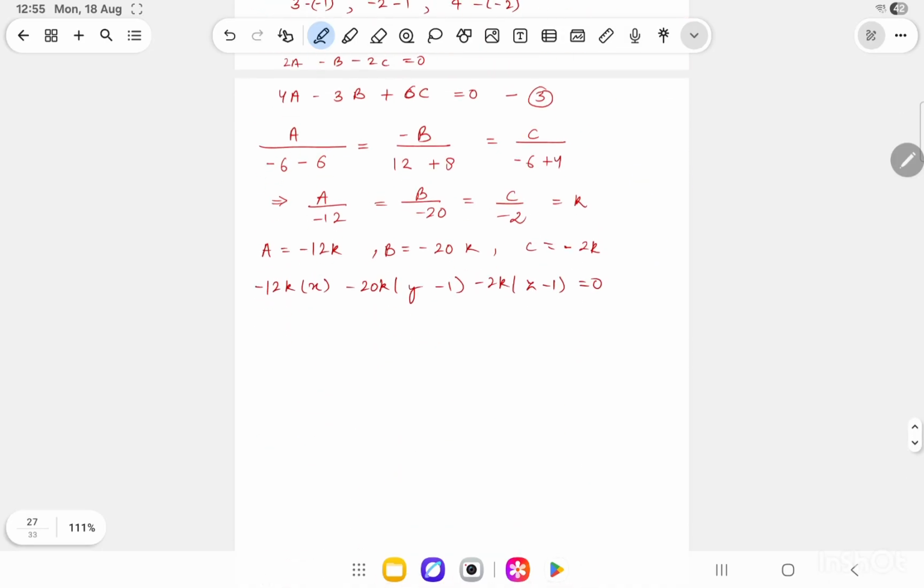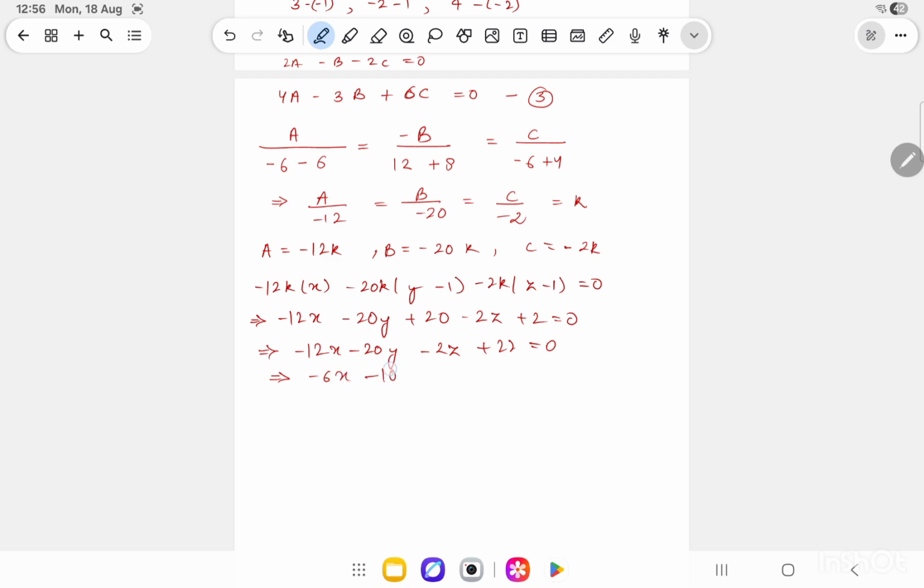So if I just simplify it, I'll get -12x minus 20y plus 20 minus 2z plus 2 equals 0, which is equal to -12x minus 20y minus 2z plus 22 equals 0, and I can just divide by 2. So I'll get -6x minus 10y minus z plus 11 equals 0. So this is the required equation of plane.